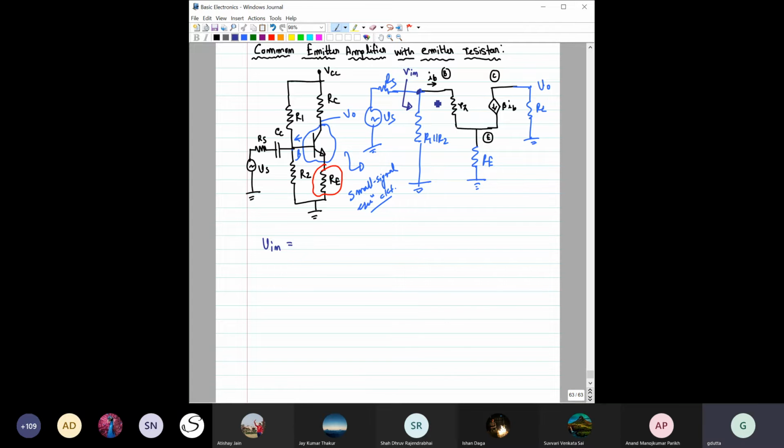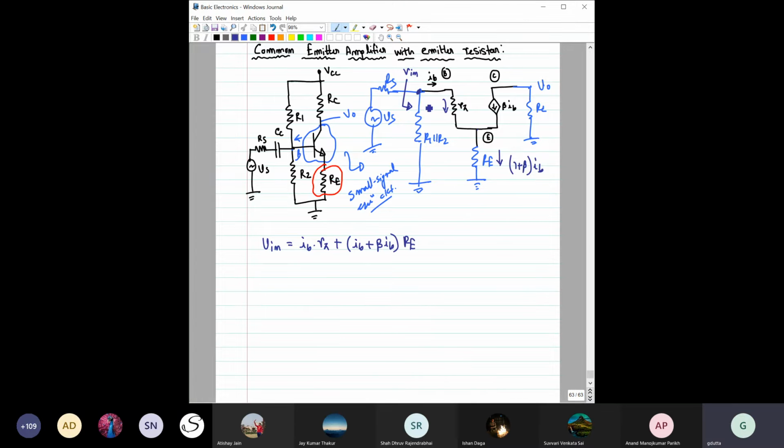This IB current is flowing through this R pi, and here beta IB current is flowing through this one, right? Both of them will come here and flow through this RE. So it is basically 1 plus beta of IB. So we can write it as IB R pi plus (IB plus beta IB) into RE.